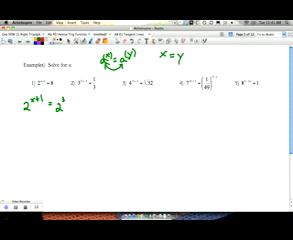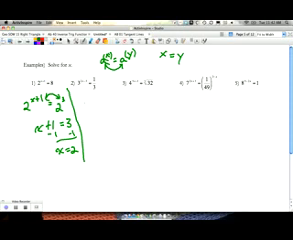Well, if 2 to the x plus 1 equals 2 to the 3, then that means that the two powers are going to be equal as well. So then x plus 1 equals 3. And it's just some algebra, x equals 2. Not too bad at all.